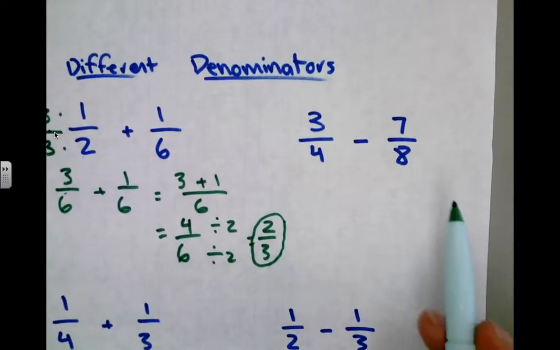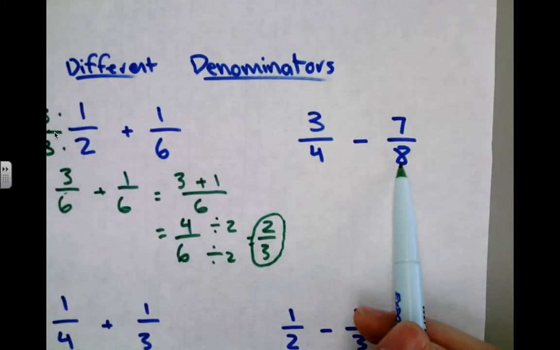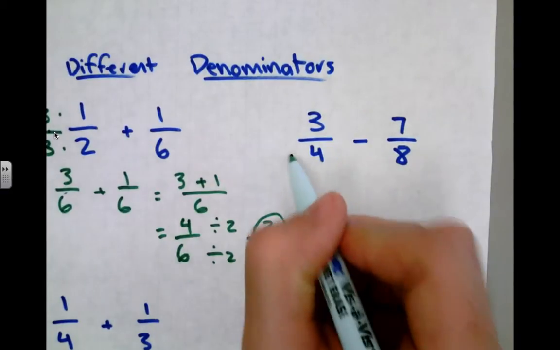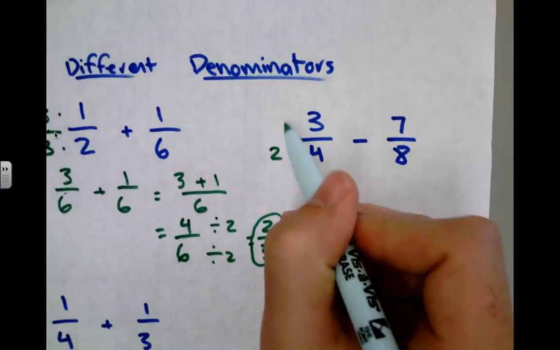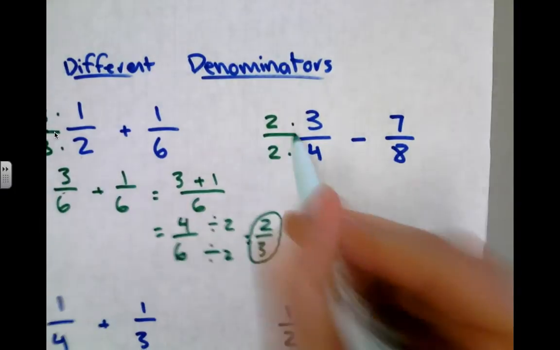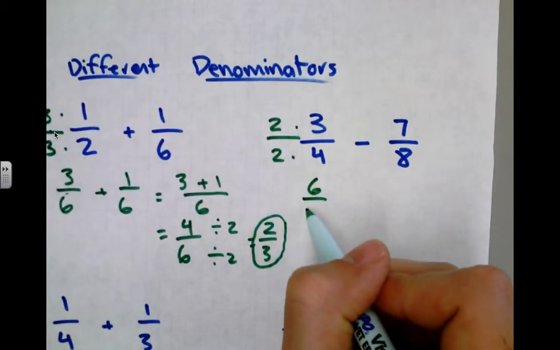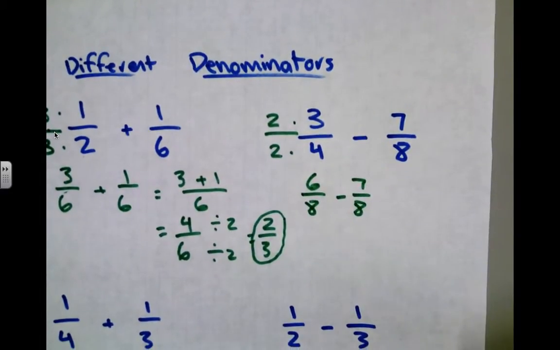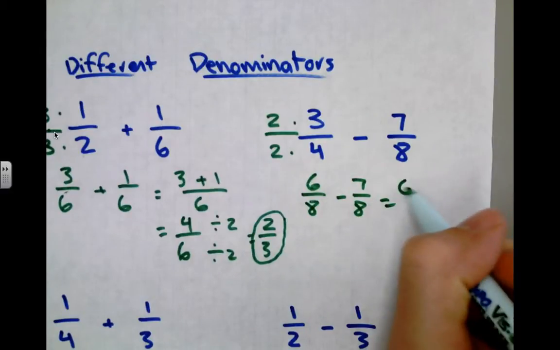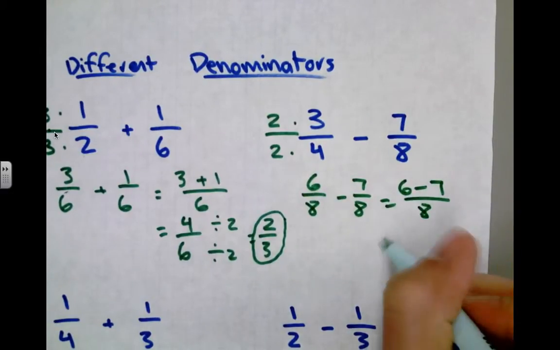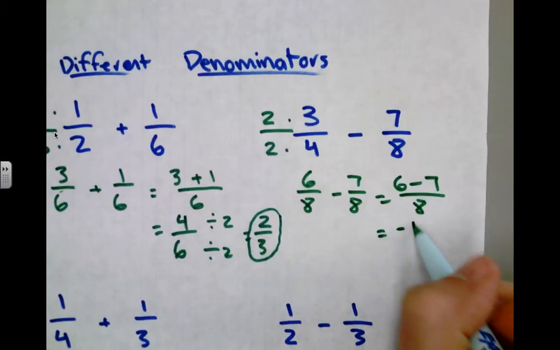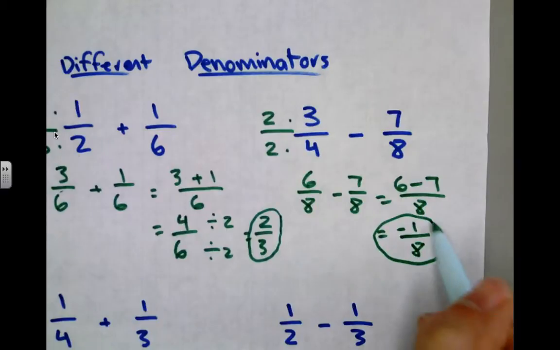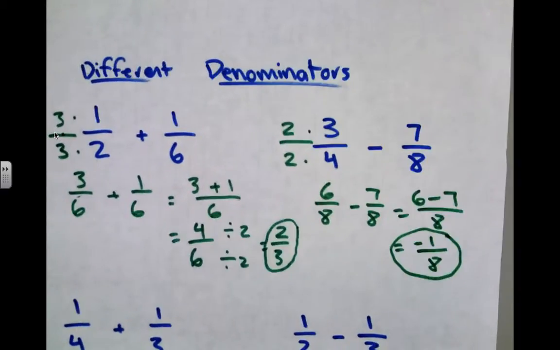Same approach here, I'm looking at this. I can't multiply 8 by anything to get to 4, but I can multiply 4 by 2, and I'm going to get 8. When I do it to the bottom, I've got to do it to the top. So I would have 6/8 minus 7/8. Now that I have a common denominator, I can just go straight across. So I would do 6 minus 7 over 8. What that gives me is -1 over 8. Looking at that, there would be nothing I could simplify. That would be my final answer.